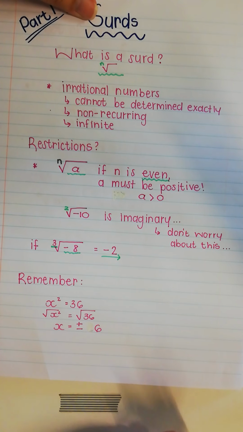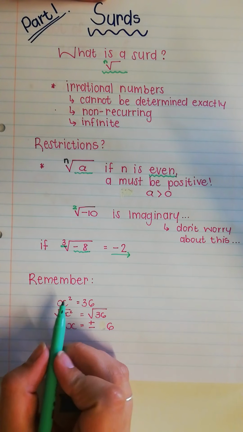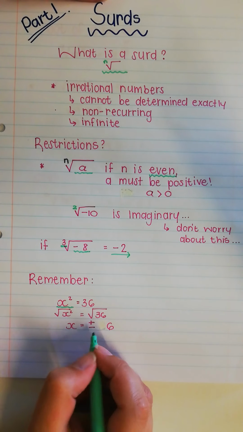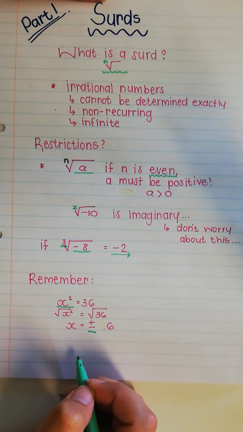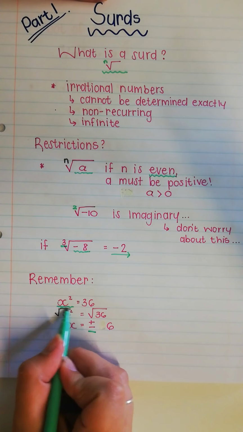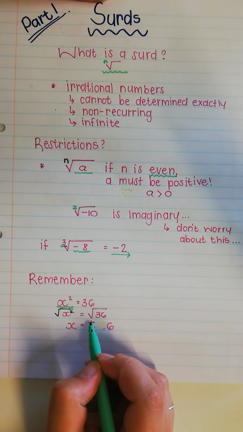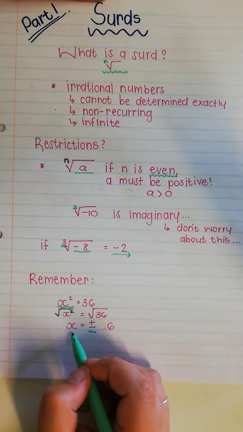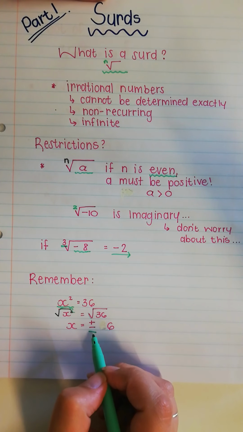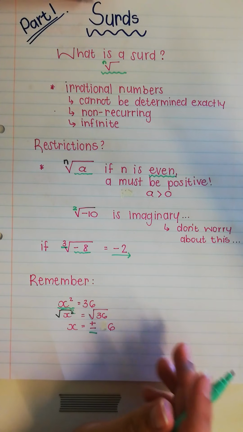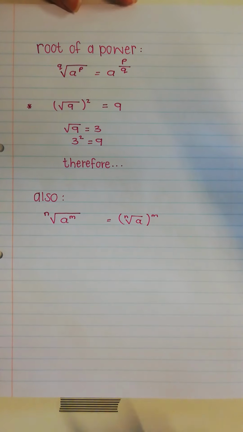Okay, then please remember that if you have something squared, the answer is going to be positive and negative. So the root cancels out the square, and what you do on one side, you do on the other side. So x is equal to positive and negative 6. Okay, please remember that.